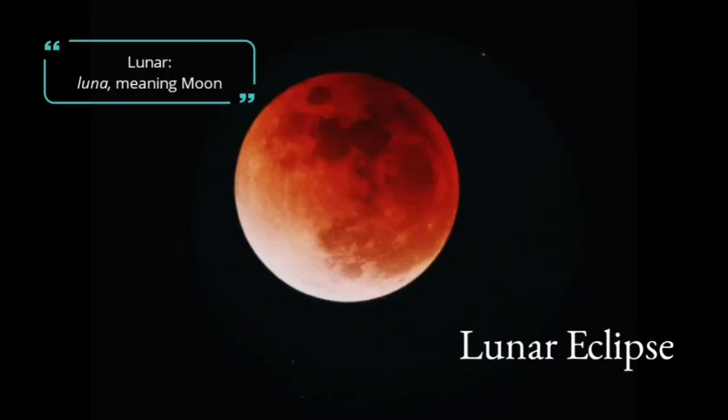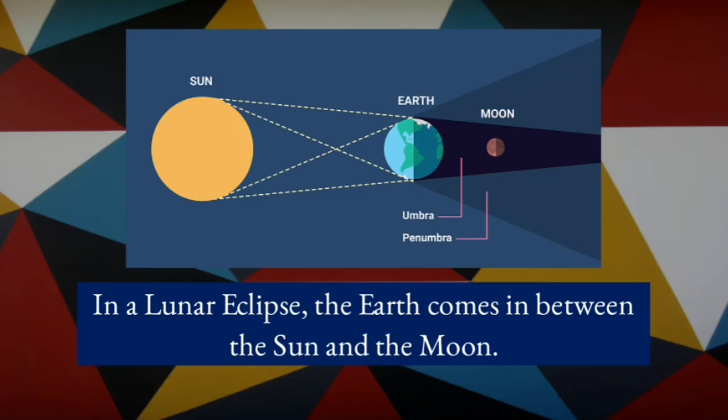Lunar is derived from the word luna, which means moon. So, when does lunar eclipse occur? When the earth comes in between sun and moon in such a way that the sun's rays do not reach the moon's surface, and what happens instead? The shadow of earth falls on the moon.